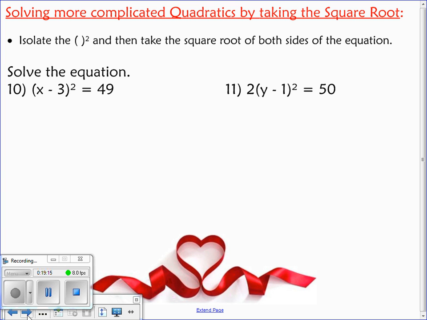So take a note up there. It says isolate the parentheses squared, and then take the square root of both sides. So I'm still getting the squared part by itself. Instead of it just being an x, it's a whole group now. Do not distribute that squared. That is wrong on so many math levels. Don't ever do that. Because, Trey, what's it mean to square something?